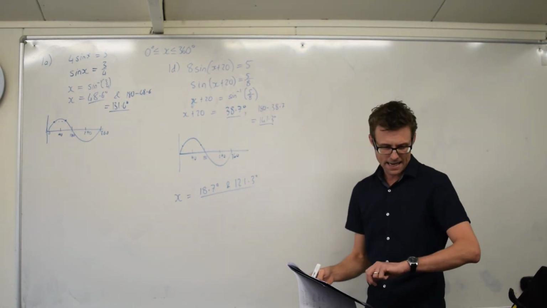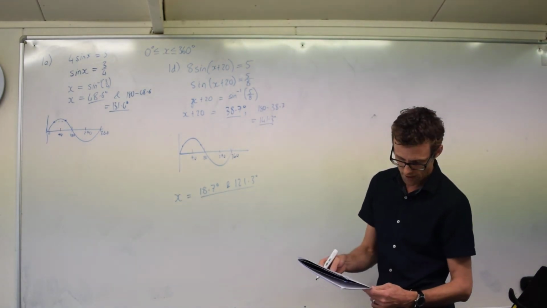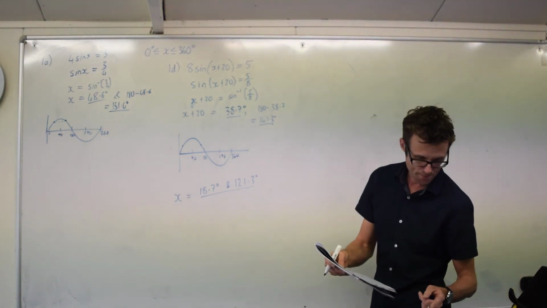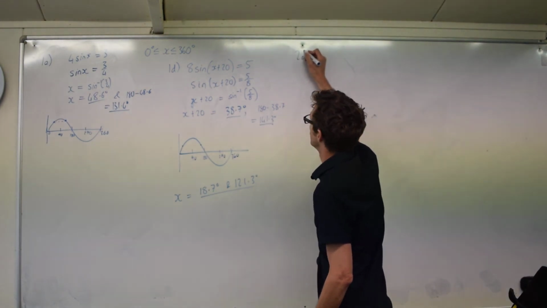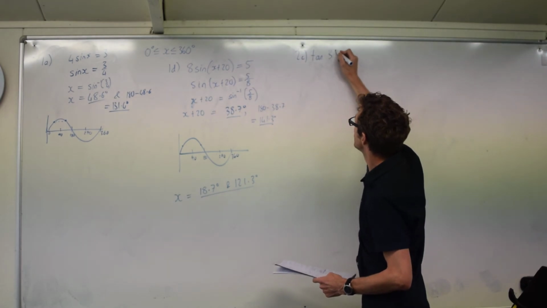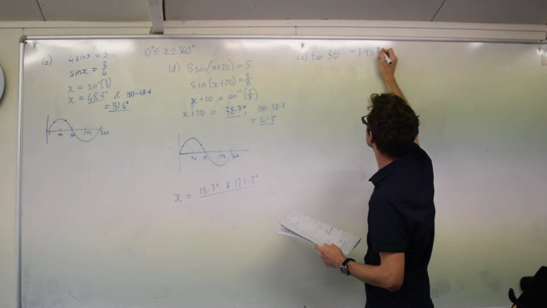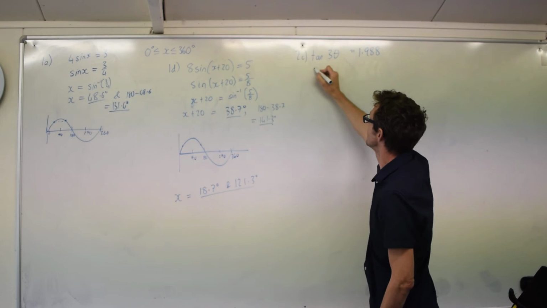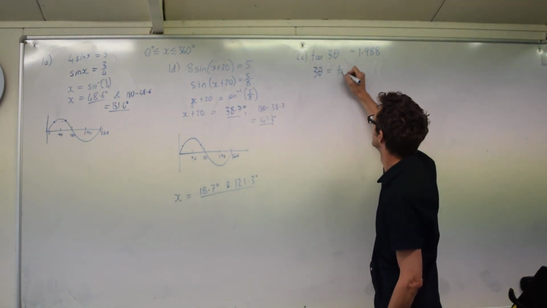Okay, let's move on. Let's try something like a cosine. No, let's try a tan. So we'll try 2c. For 2c, we're going to have tan 3 theta is equal to 1.988. Step 1, get rid of the tan by performing inverse tan on both sides.